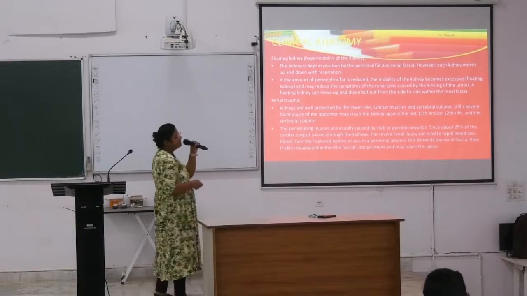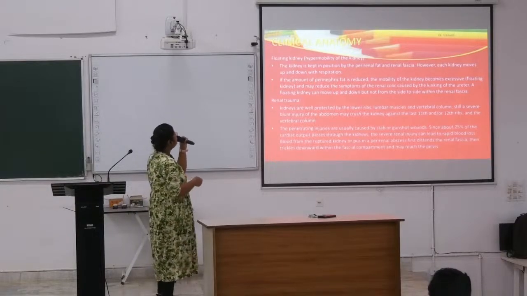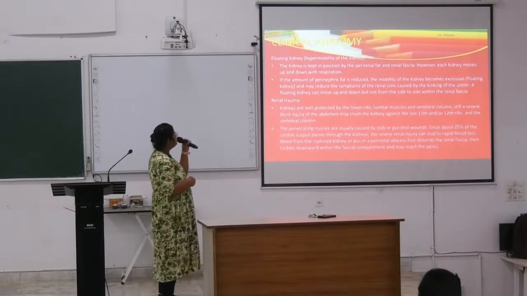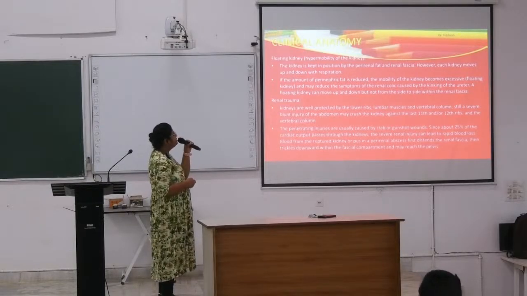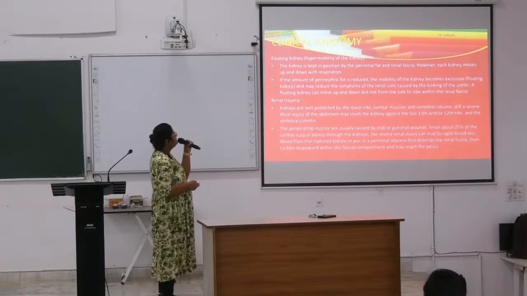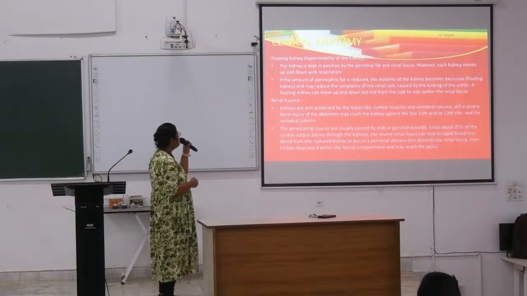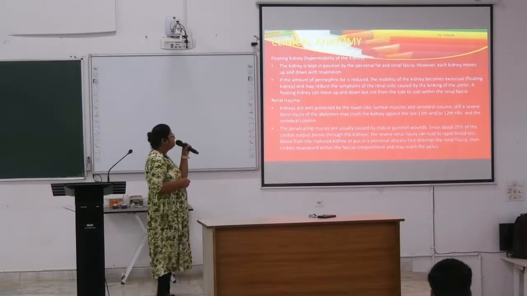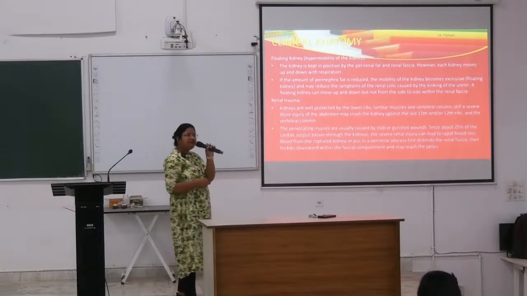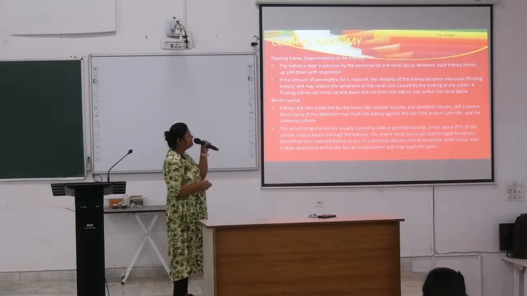These are clinical aspects regarding the kidney. Floating kidney. Floating kidney is hypermobility of the kidney. The kidney is kept in position by the perirenal fat and the renal fossa. However, the kidney moves up and down with respiration, normally. And if the amount of perinephric fat is reduced, one fat pad is lying around the kidney. So if this fat pad is reduced, the mobility of kidney becomes excessive.